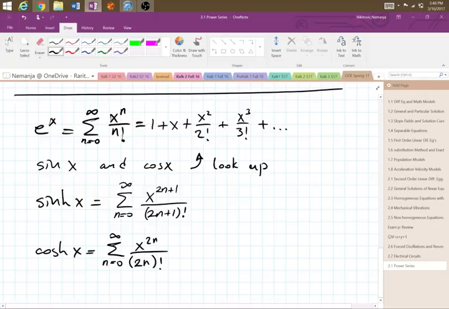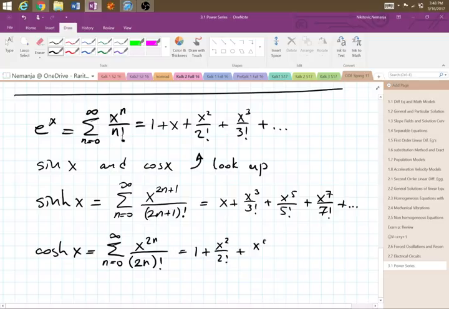All right, so those are the basic ones. Now, how does this look? We have the same expansions, except no negative signs, obviously. So for sine, it's going to be x plus x cubed over 3 factorial plus x to the 5 over 5 factorial plus x to the 7 over 7 factorial. It's going to go forever. And for the cosine, it's 1 plus x squared over 2 factorial plus x to the 4th over 4 factorial plus x to the 6th over 6 factorial, going on forever.